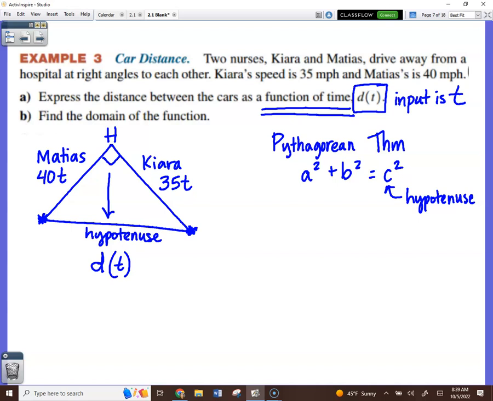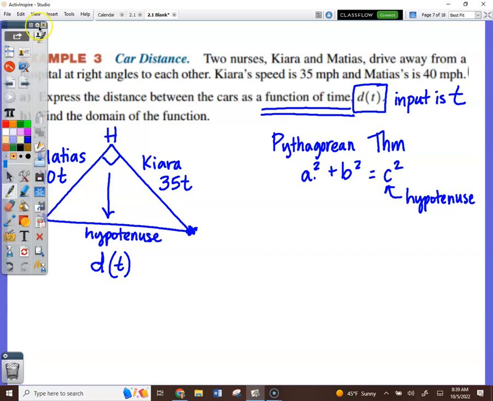All right. Now we're going to plug in. These are the legs of the triangle, and then this is the hypotenuse. So those are going to go in place of A and B, and then D of T is going to go right here. I'm going to change to red, which means what, y'all? Okay. Look.